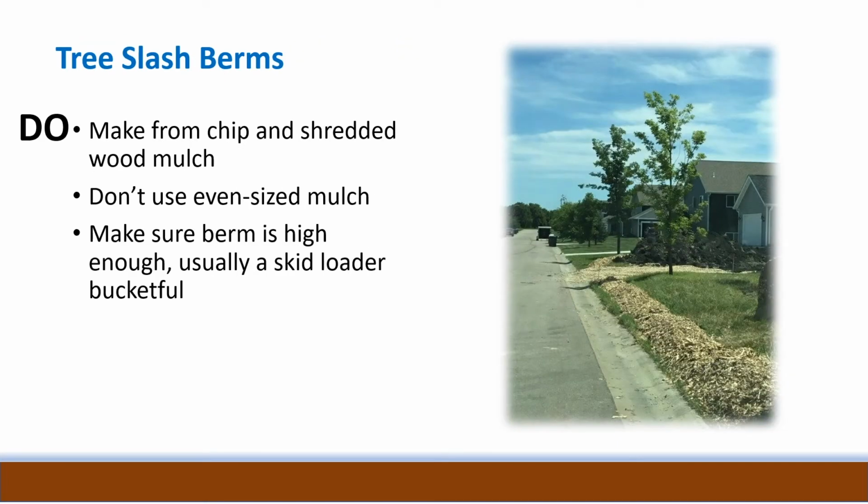Wood chip berms can be an inexpensive option, especially if you're taking trees down on site. Make them from chopped and shredded wood mulch. Don't use even-sized mulch. The berm should be high enough to impound water, usually a skid loader bucketful in height.